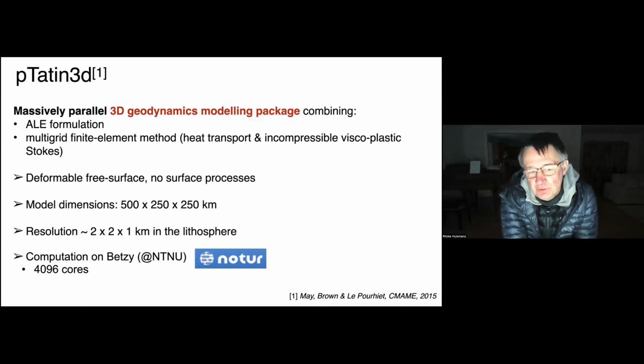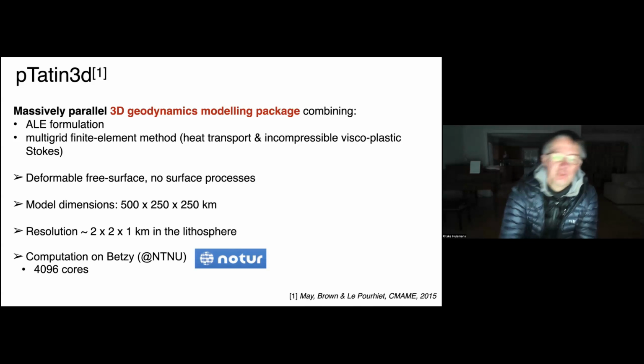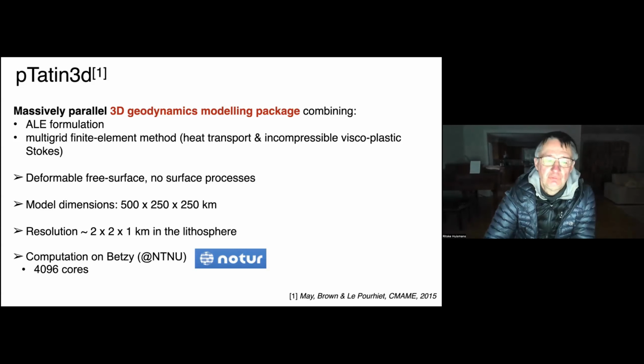Typical model dimensions, at least for the models that I'm going to show you, is horizontal 500 kilometers by 250, and 250 kilometers deep. And this is real high performance computing. We typically run these on HPC platforms that we have available in Norway, around 4,000 cores, and need to run this for several days at least. Typically 100 hours, 150 hours is what we use for a single model.